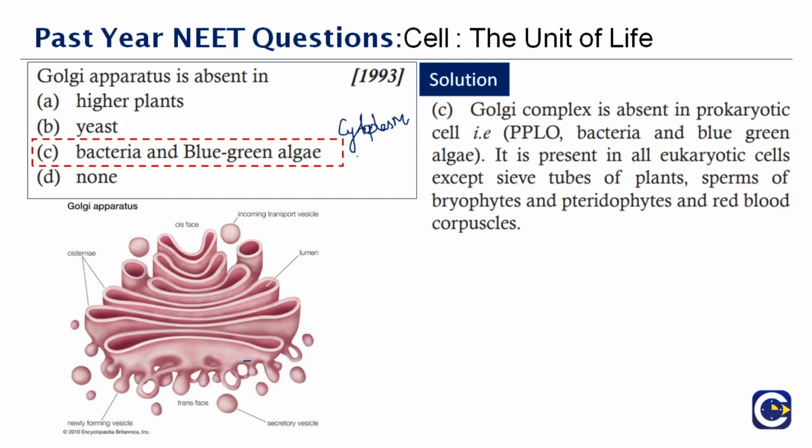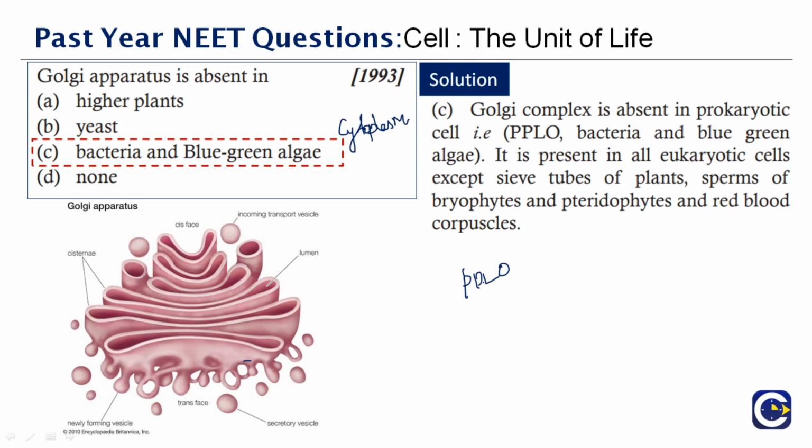As we already saw in the earlier slides, prokaryotes do not have proper membrane-bound organelles. They have no proper organization, and therefore their system is very simple. It's not complex. A single cell will contribute to all the functions in that particular prokaryote or blue-green alga. They all come under prokaryotes. So Golgi complex is absent in prokaryotic cells, especially, what do you mean by PPLO? Pleuropneumonia-like organisms.